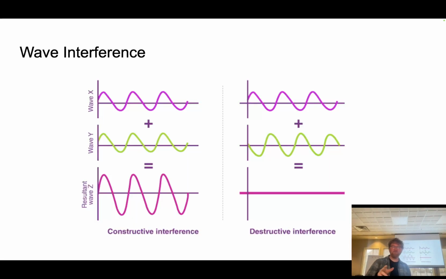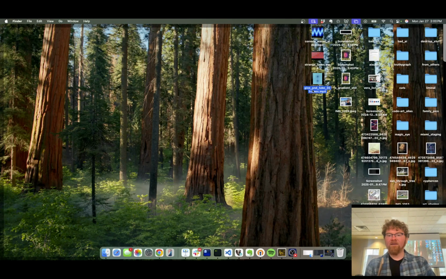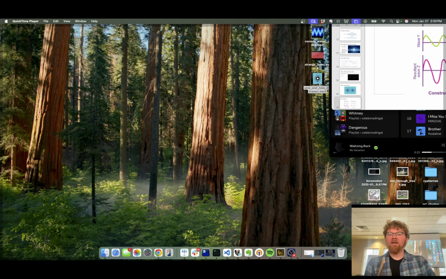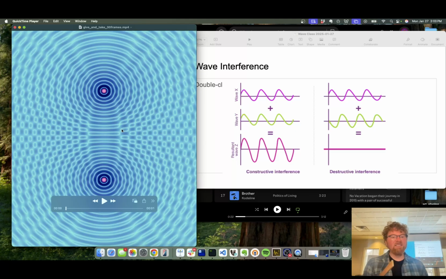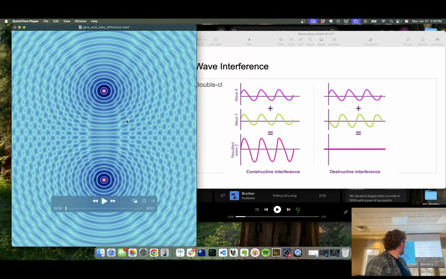But that concept, all the cool patterns that you see in something like this, the places where it's brighter here are where the waves are adding together, and the areas where it's darker are where they're canceling each other out.